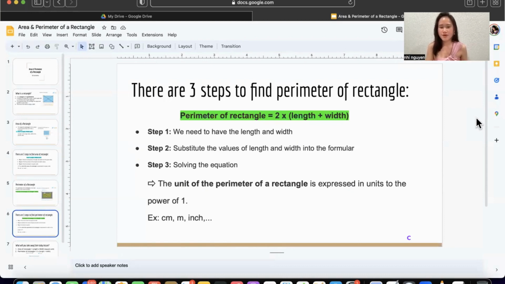The unit of perimeter of a rectangle is expressed in units to the power of 1, for example centimeter, meter, inches, kilometer, and so on. So only the unit of area is a square unit, the unit to the second power. But perimeter is in units to the power of 1.